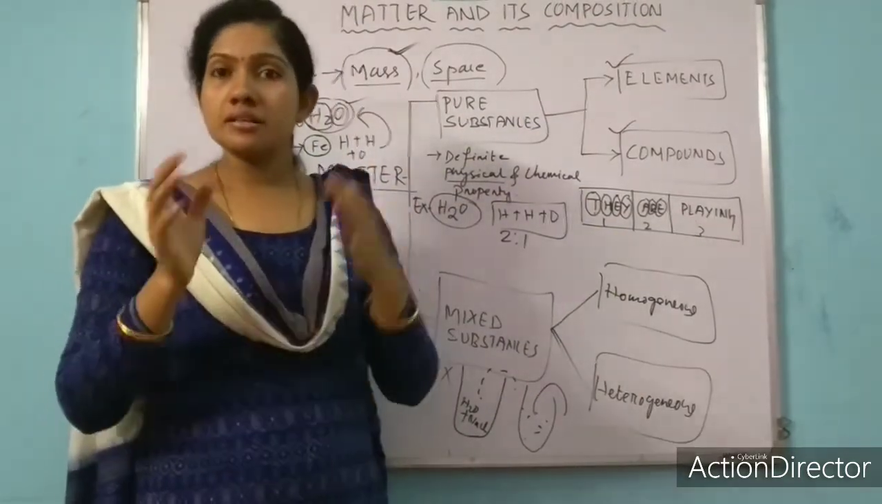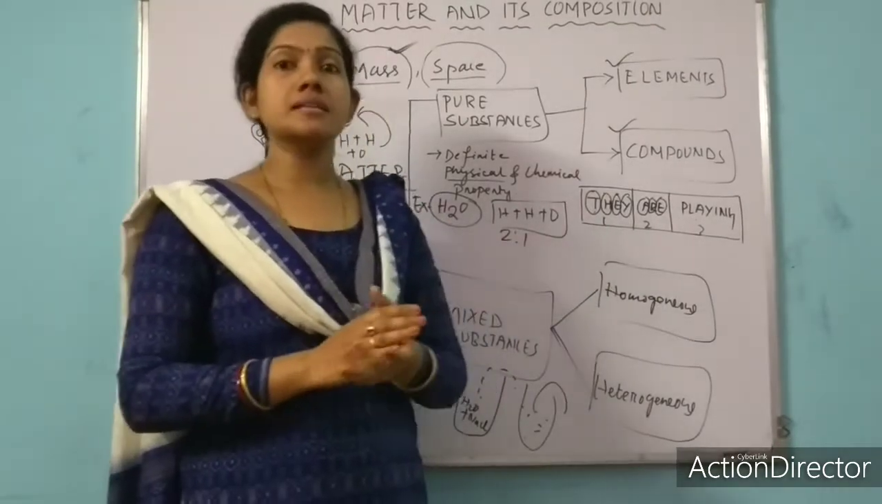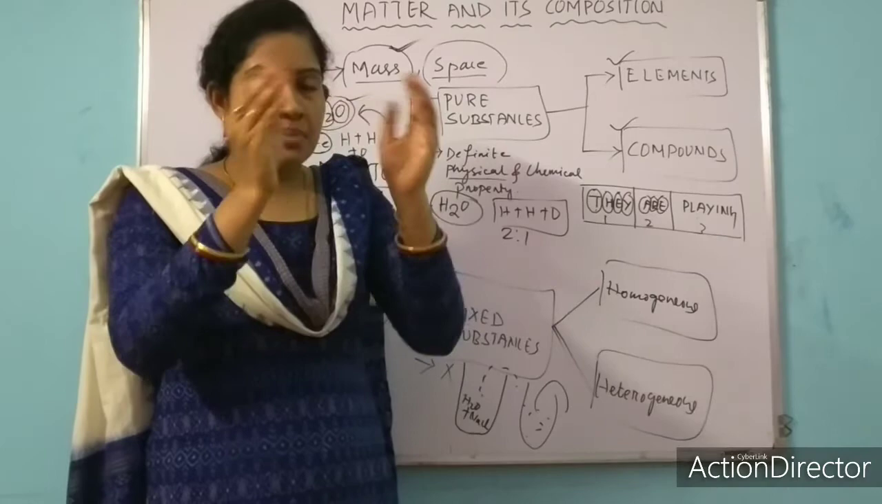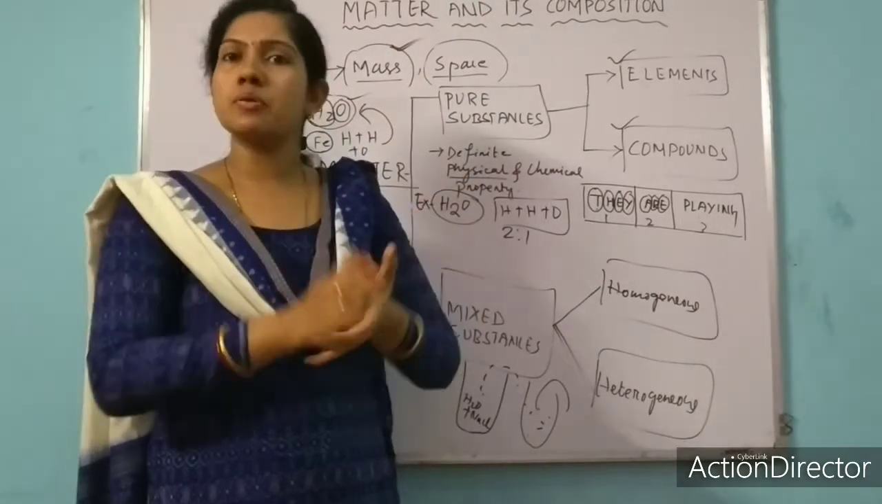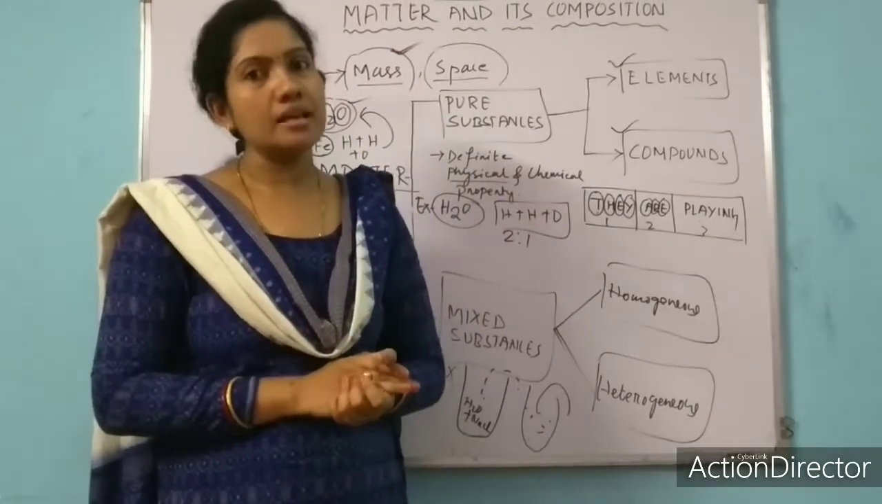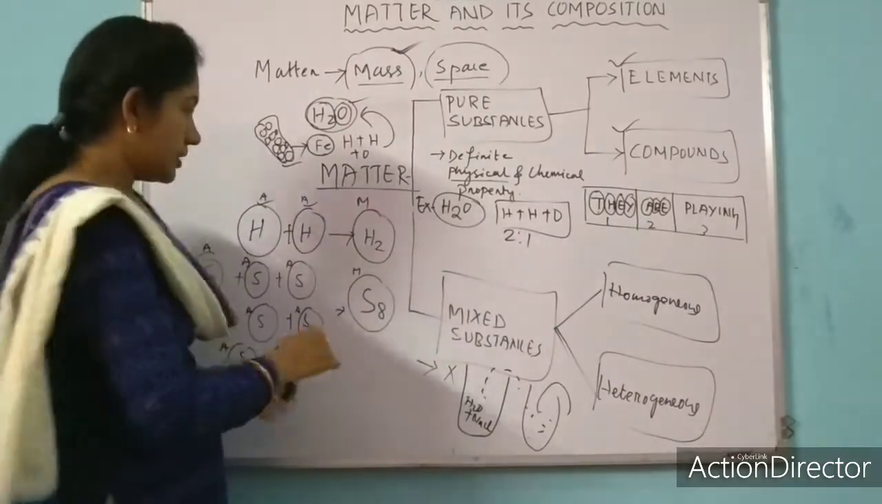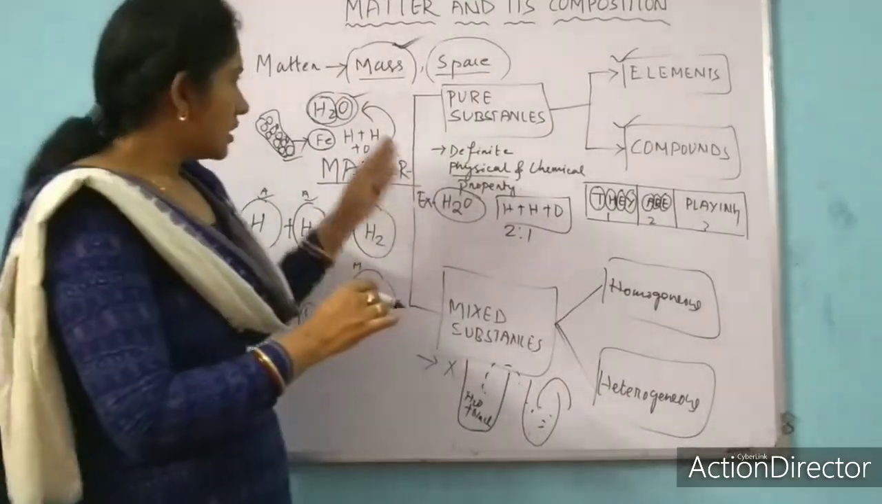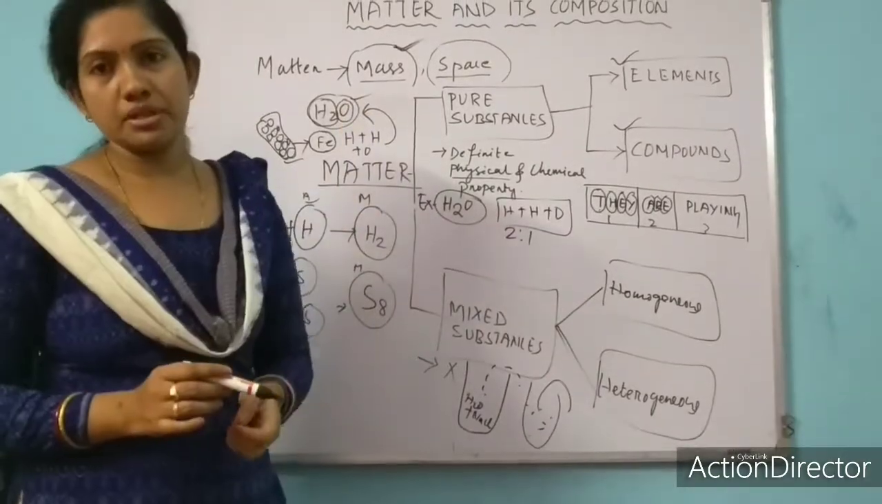Elements are the type of pure substances that have a similar kind of atom in them. The same kind of atom, only one type of atom in it. We call it an element. So here we can say S8. Or else, leave that. Here, the same water only, I am giving you an example.